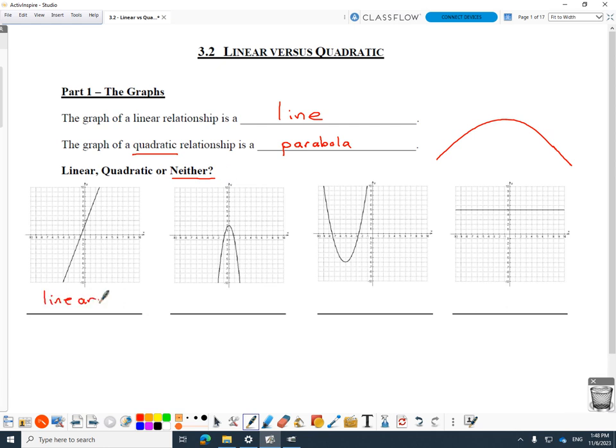I laughed. I didn't mean to laugh. I shouldn't have laughed. But you might find this part of the lesson incredibly easy. You just look and go, oh, I can tell we're doing a linear versus a quadratic. If I look, it's a straight line, that's linear. If I get a parabola, and look, this is a pretty skinny parabola, but it's still a graph that goes up, curves up, and then curves back down. That's called a quadratic.